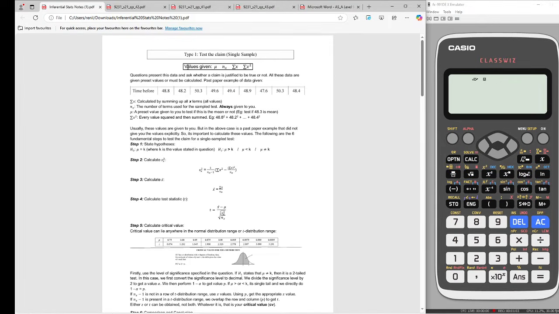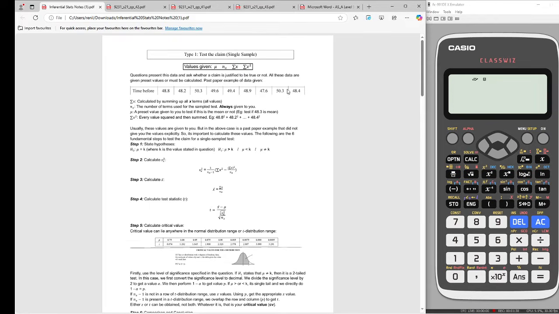Over here we have the type 1, test the claim. This is one of the most popular questions, and at least one kind of question will be in the test, and this is the first type, a single sample test. The values they give are mu, which is the stated mean in the question, nx, which is the number of terms in the sample, and sum x, meaning every x is summed up.